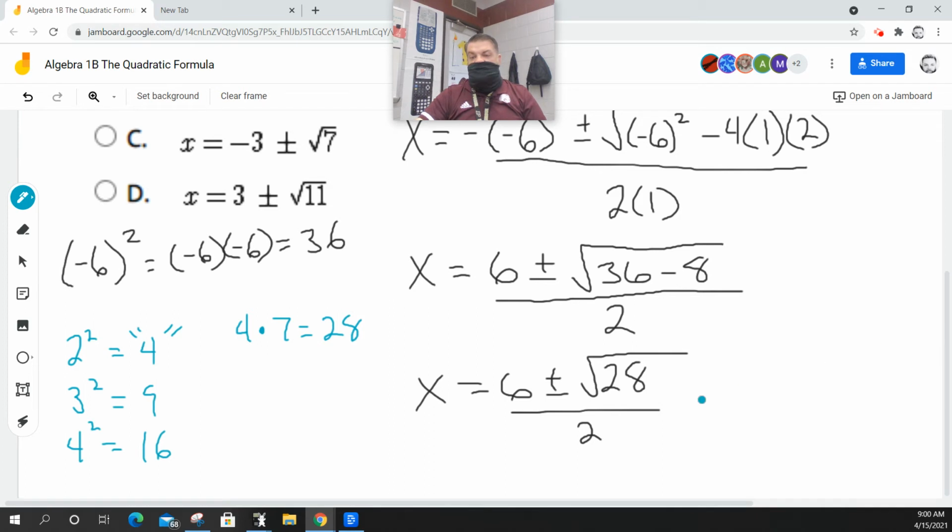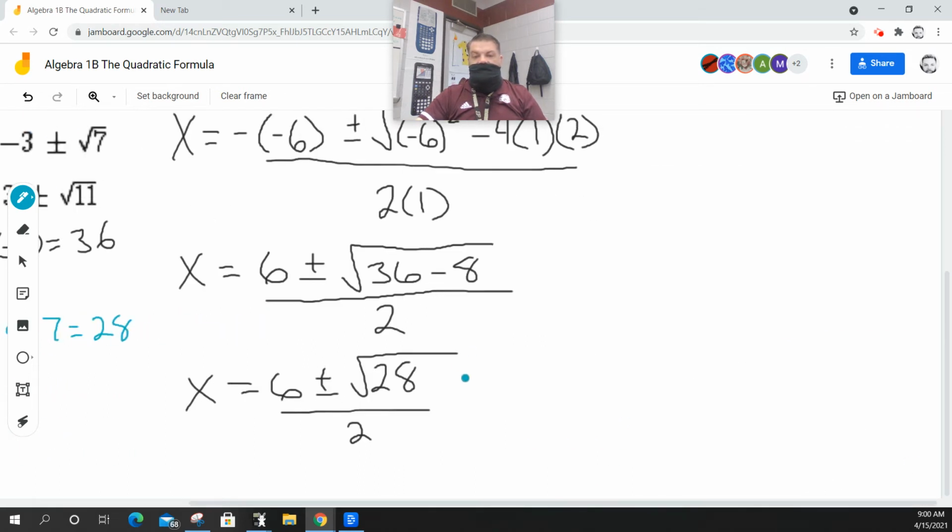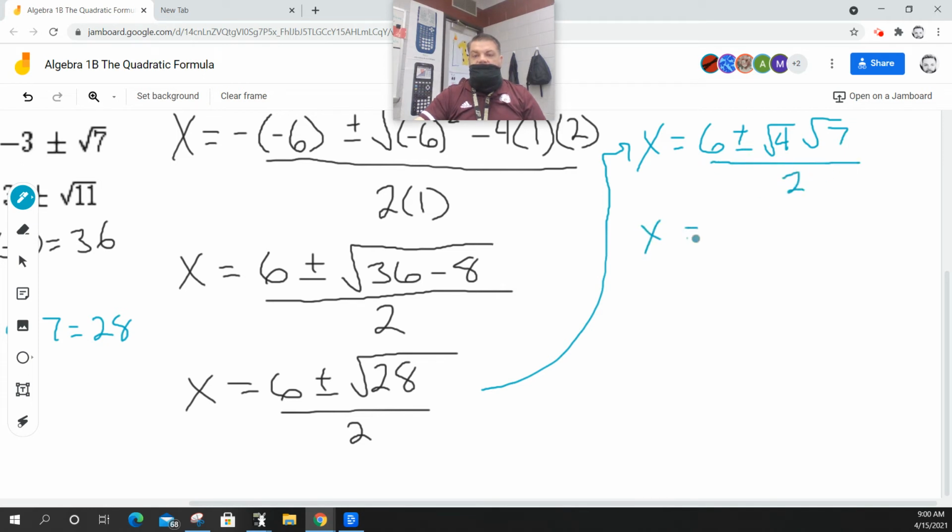So then what I can do with that is I can rewrite that in the next line. X equals 6 plus or minus the square root of 4 times the square root of 7 all over 2. In the next line, I could say x equals 6 plus or minus. What's the square root of 4? No, that's 4 squared. We got to think backwards. What number do I multiply by itself to get 4? 2. So that means I have 2 root 7.